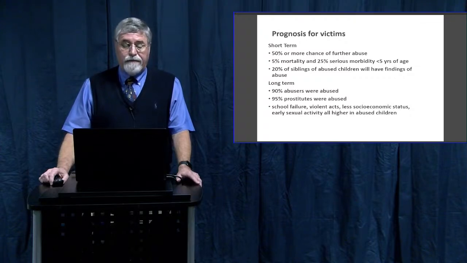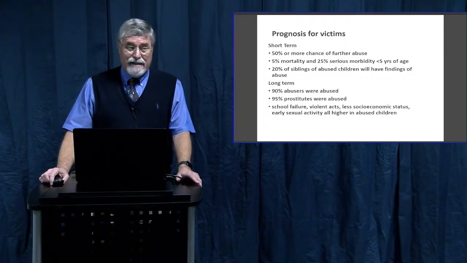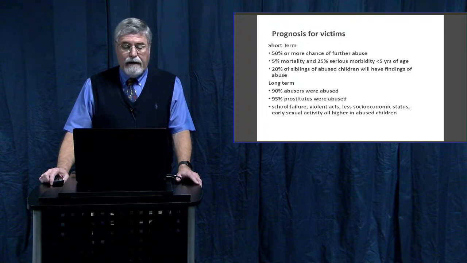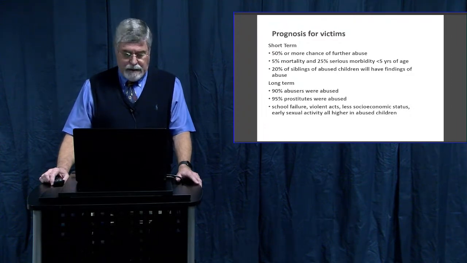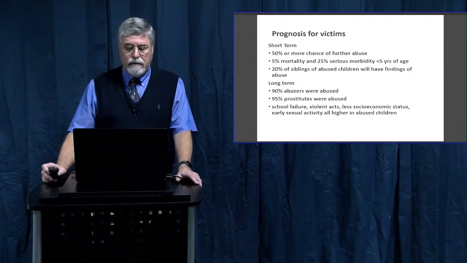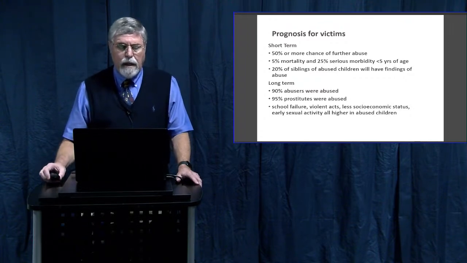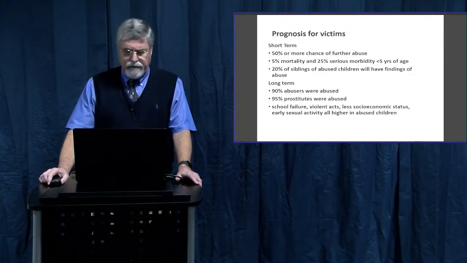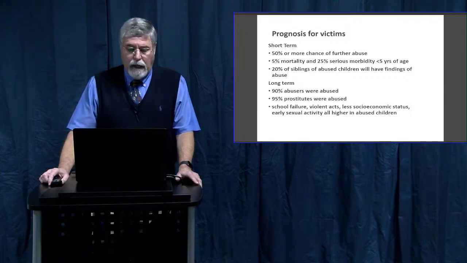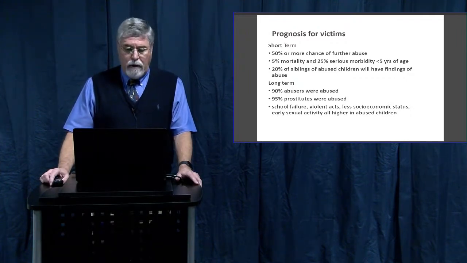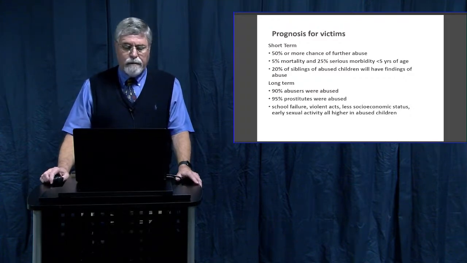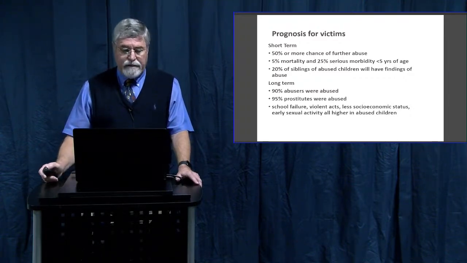So for the children under 5, if it gets missed and they go back home, about 5% of them come back dead, and 25% with more serious injuries. If you have one child in the home that's identified as being physically abused, and you evaluate the other children in the home, about 1 in 5, or 20% of the children in the home, particularly siblings, will have findings that they were victims of abuse as well.